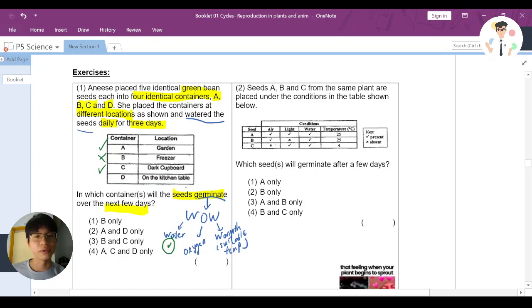Next one, on the kitchen table. Should be no problem, right? Oxygen, warm, yes. So the answer will be A, C, and D. So the answer is option number 4.